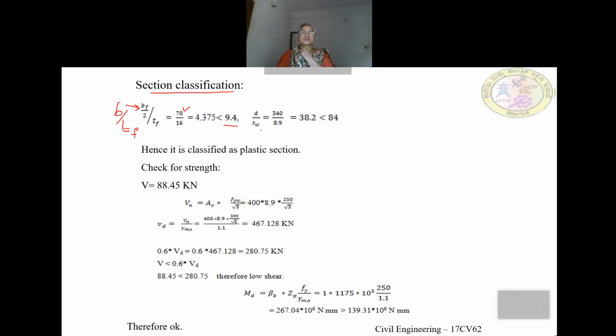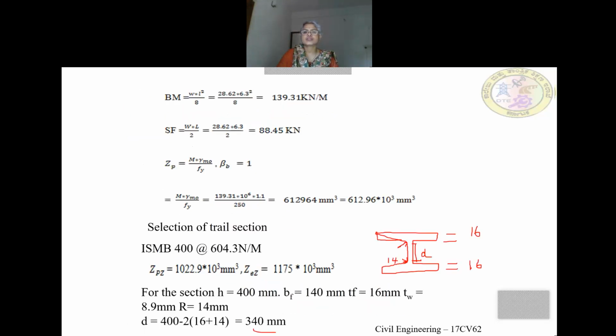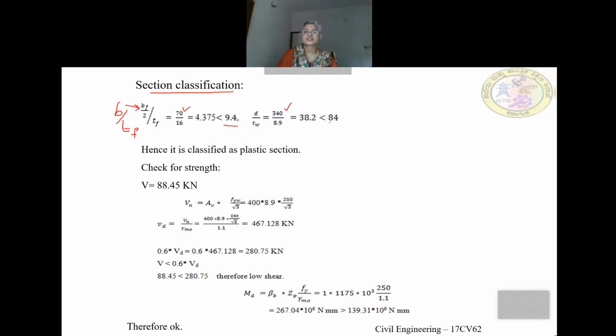And D by thickness of the web is 340 divided by 8.9. Here you have to take the depth of the web only. So that is 340, which we have calculated in the earlier step, divided by the thickness of the web, which is less than 84. Since it is less than 9.4 and 84 as per IS 800, you can classify the section as a plastic section. The design steps are given in the third session, so you can go through that. You have to refer to the table in IS 800 and then classify the section.